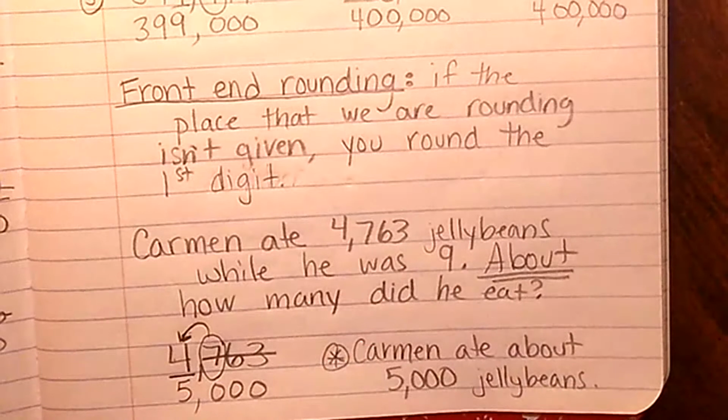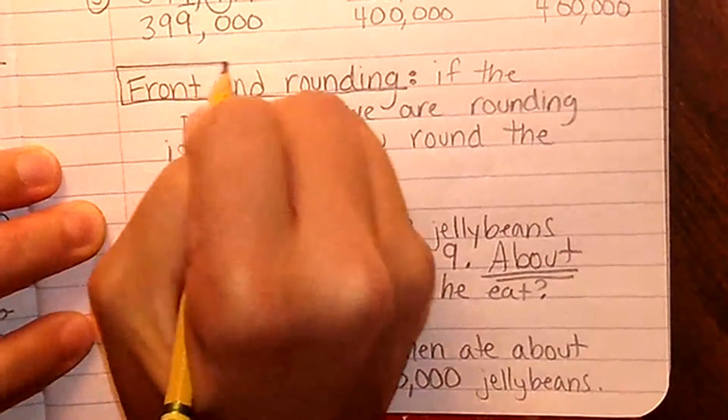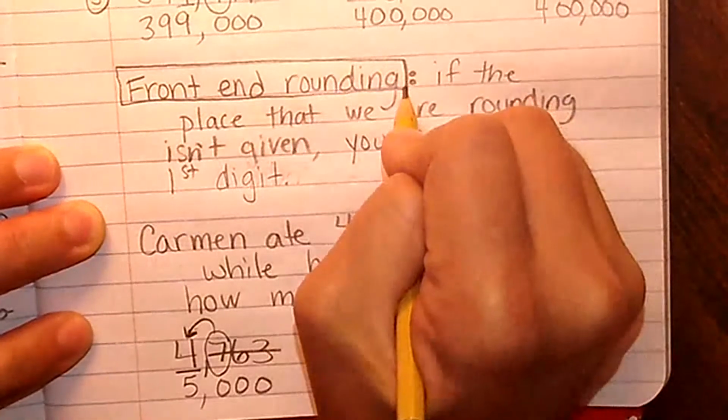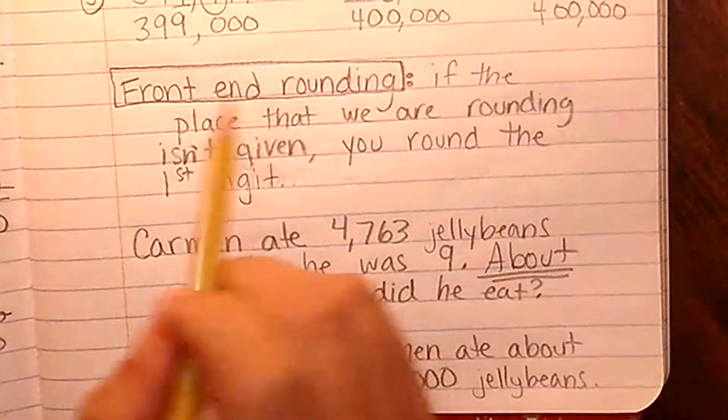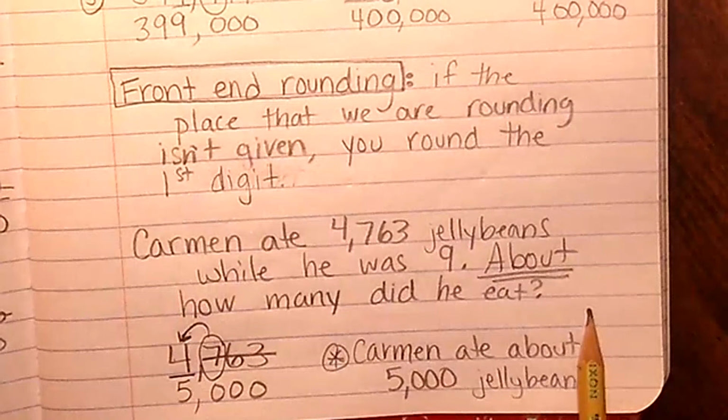All right, so the big takeaway from today is you're going to have lots of practice. I want you to practice in your green book. We're going to practice on several pages. Please remember about front end rounding. We'll be using this next week as we move into adding and subtracting, but you'll be expected to use front end rounding also. So if you don't know where to round, round to the very first number.